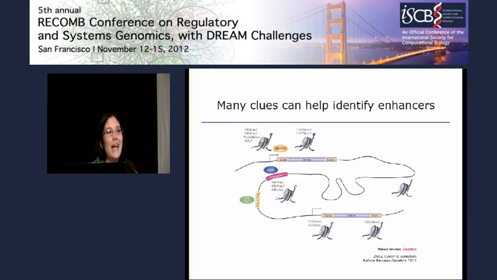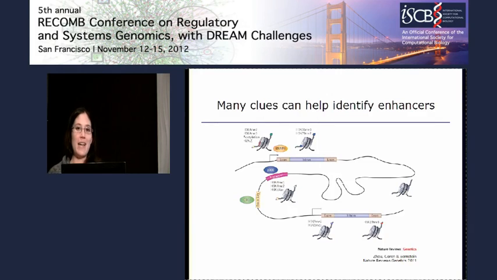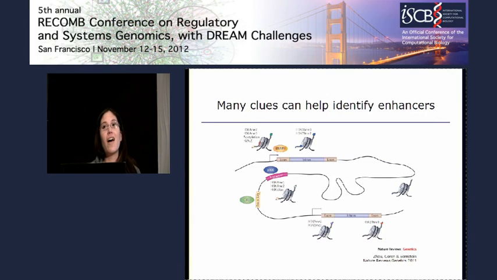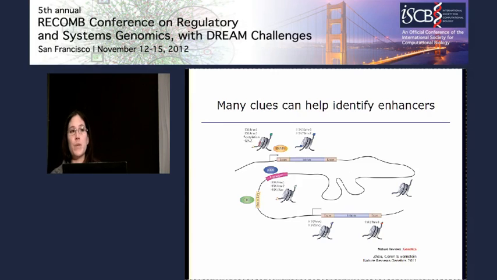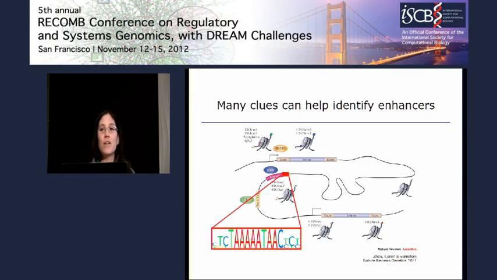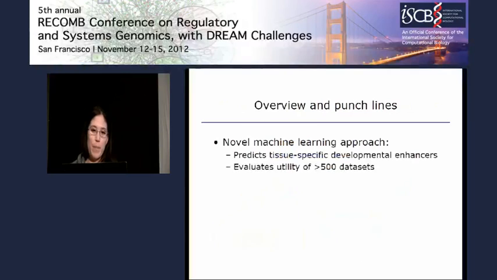So with thanks to the ENCODE project and other large data set studies, we've found many clues that can help identify enhancers. We see here enhancers are marked by bound proteins such as P300. We know that there are certain histone modifications associated with enhancers. Also important to the question of what is an enhancer, though, is what is not an enhancer. We know that certain proteins like CTCF are going to be bound to regions that probably aren't enhancers. Additionally, we know of several sequence motifs that underlie known developmental enhancers.